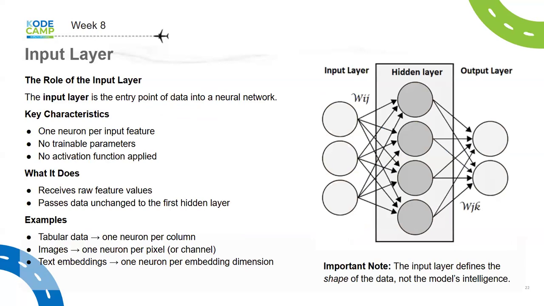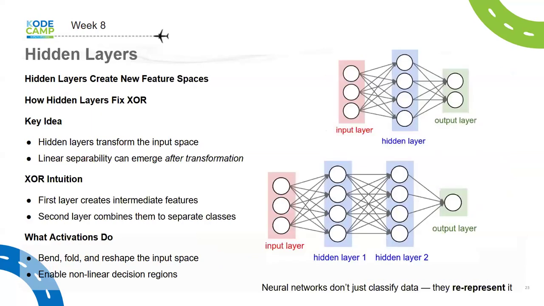It just takes the input and then forwards it to the next layer. And the next layer is the hidden layer. So the hidden layer is where all the learning really happens, where all the feature engineering really happens, where all the knowledge representation really happens.